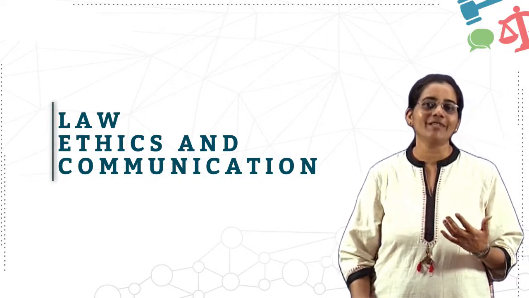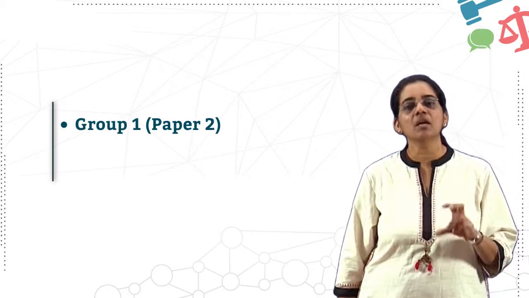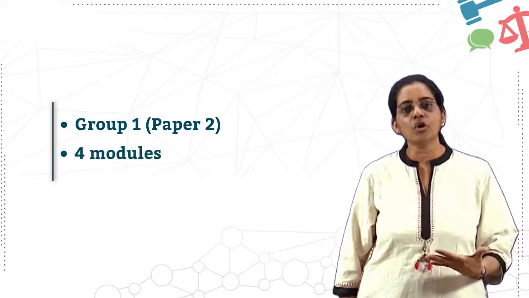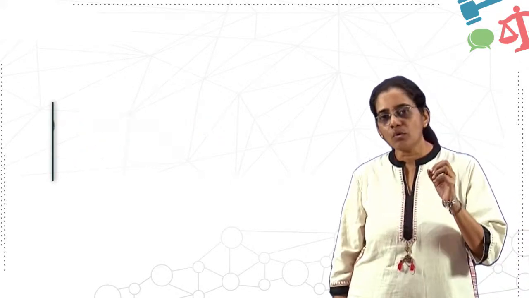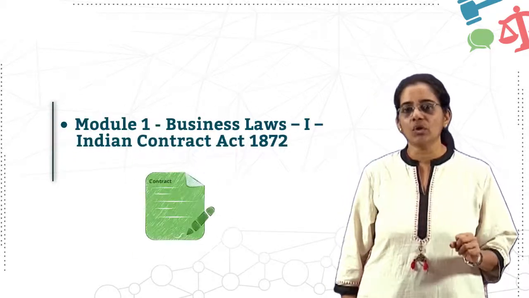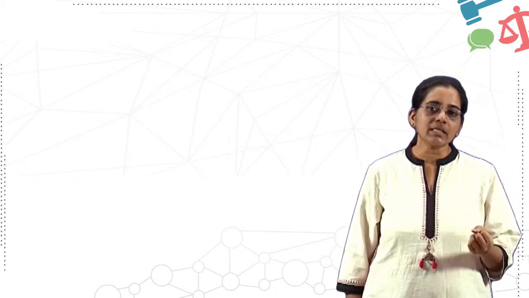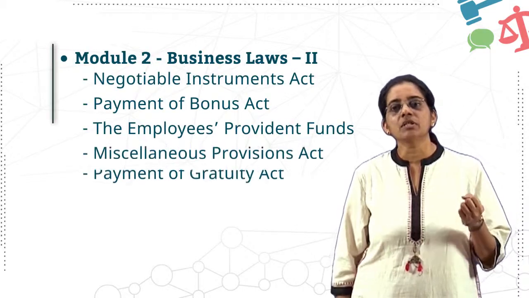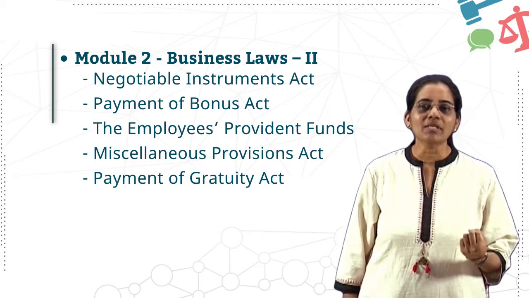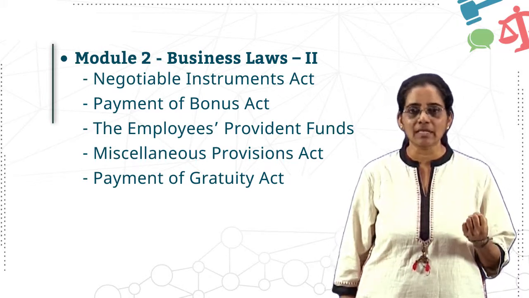So let us start off with this particular subject. This is in your first group of this particular IPCC. So what is this subject containing? There are 4 modules if you see your subject. Module 1 is called Business Laws 1, which actually contains only one law, that is your Indian Contract Act 1872. Module 2 contains Business Laws 2, which is containing 4-5 acts: Negotiable Instruments Act, Payment of Bonus Act, Employees Provident Fund and Miscellaneous Provisions Act, and Payment of Gratuity Act.